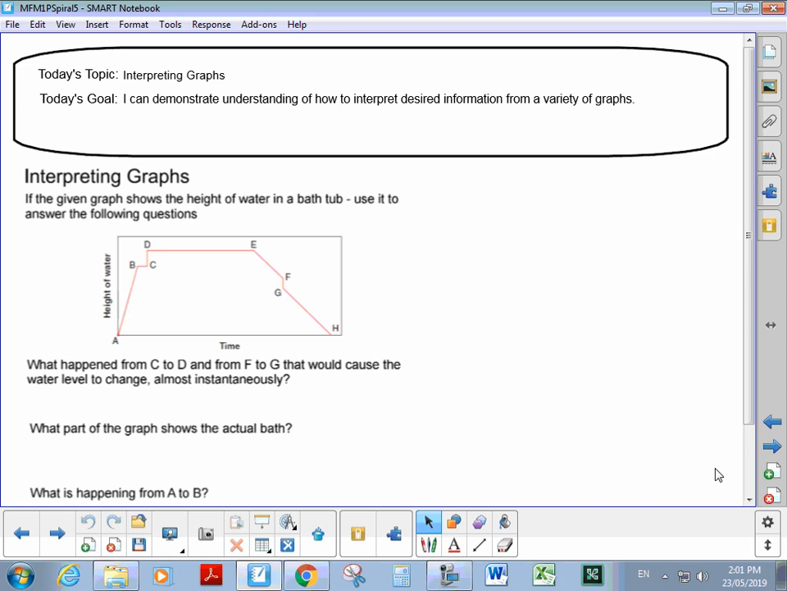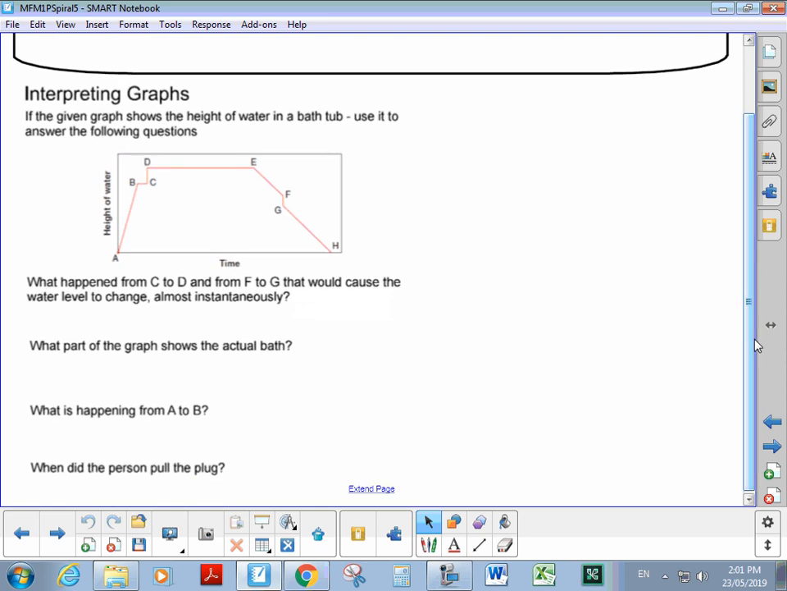So for the first example here, we have the graph of a bathtub. In the given graph, it shows the height of water in the bathtub. Use it to answer the following questions. The first thing you want to do when you see these types of graphs is pick out what's going on in terms of the graph. On the x-axis we have time, so how much time has passed, and on the y-axis we have the depth or the height.